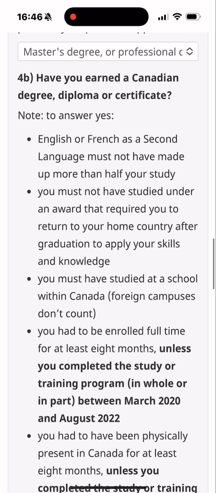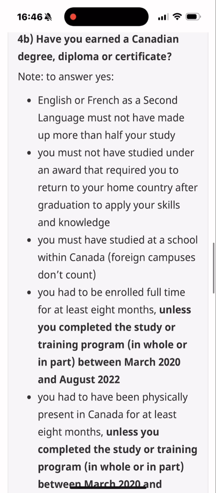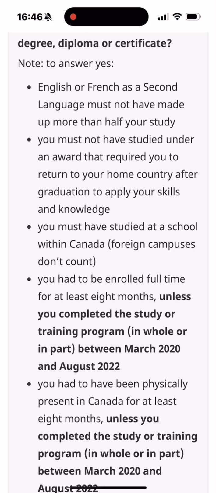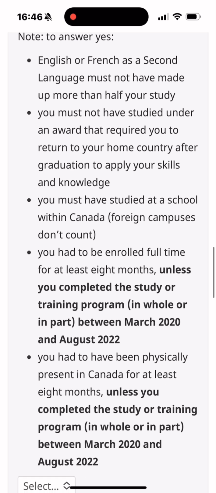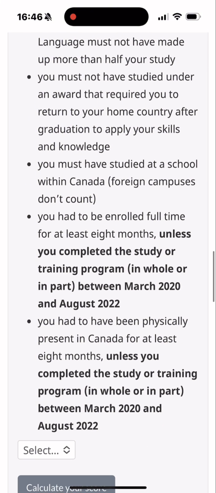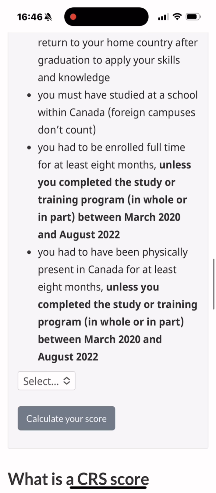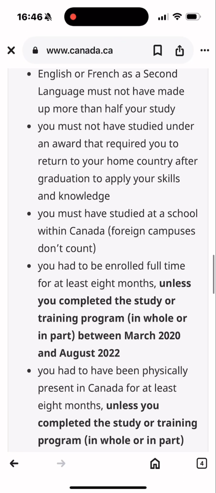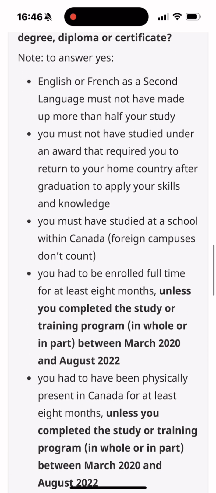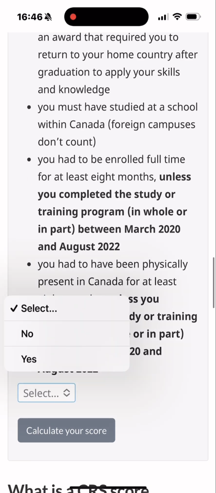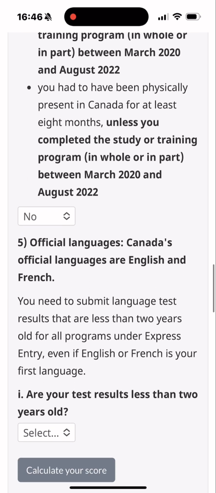The next is, have you earned a Canadian degree, diploma, or certificate? For the purpose of filling this, a lot of people might not have a Canadian degree, so I just put no. I'm just trying to simulate using a basic scenario where one does not have a Canadian degree. This just specifies some of the conditions that you must satisfy, so I just put no.